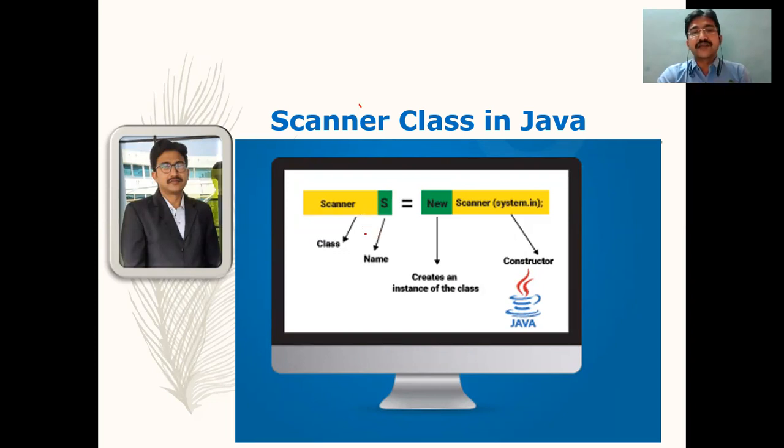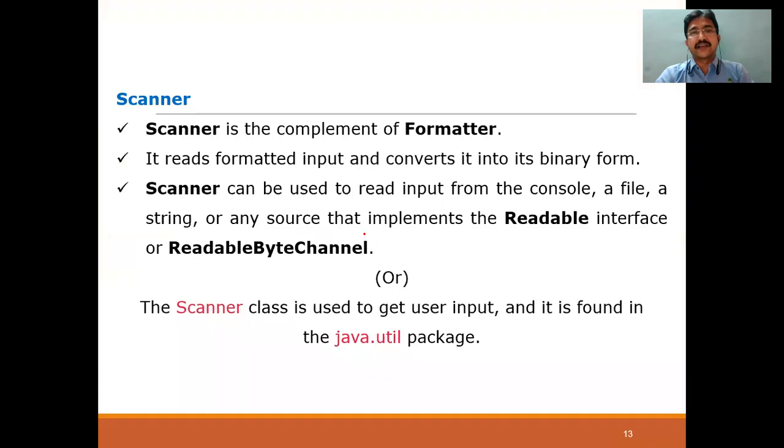Now the Scanner class can be created. This class is available in the java.util package. Let me discuss this Scanner class in detail. Scanner is a complement of the Formatter, but Formatter is not in the syllabus. Formatters are what you already studied in C, like %d, %s, %f, %ld, used with printf and scanf. The same is used in Java with the Formatter concept. But we are focusing on the Scanner class. So it reads the formatted input and converts it into binary form.